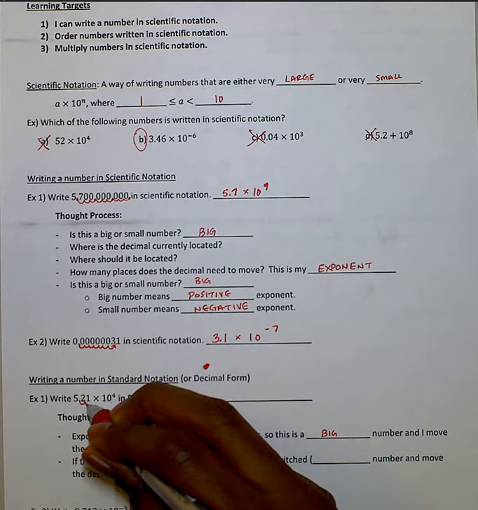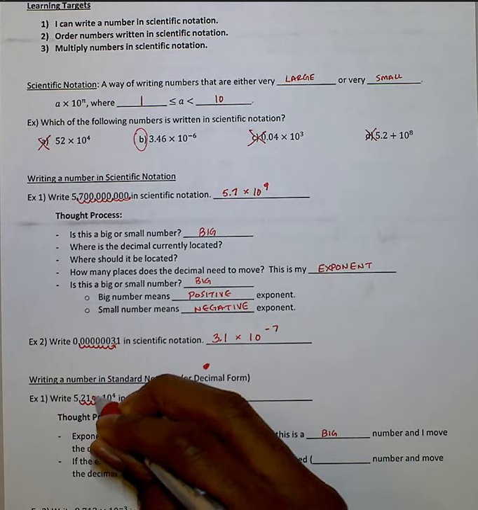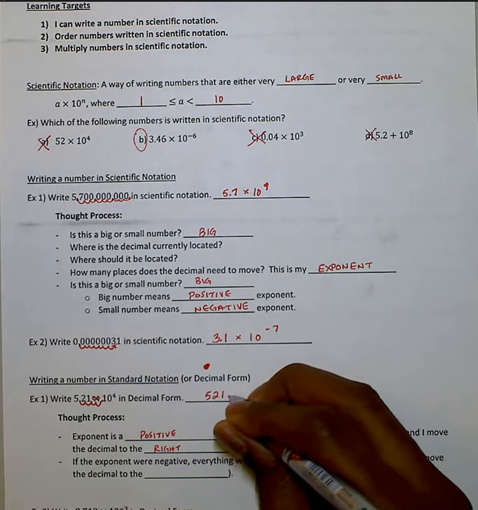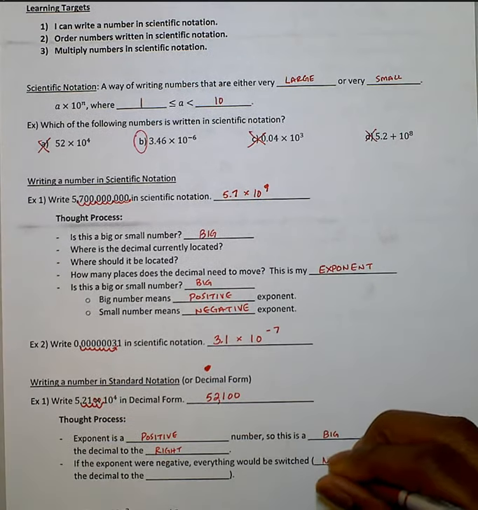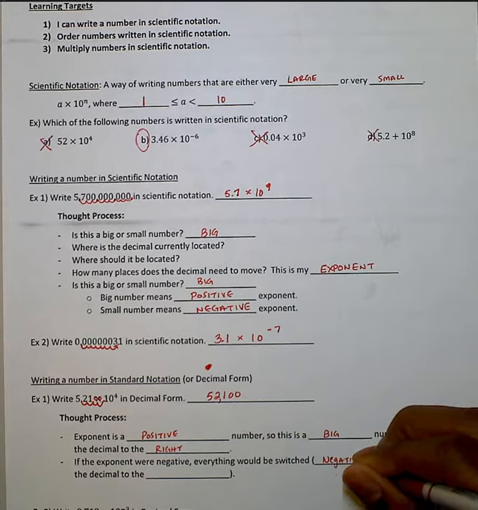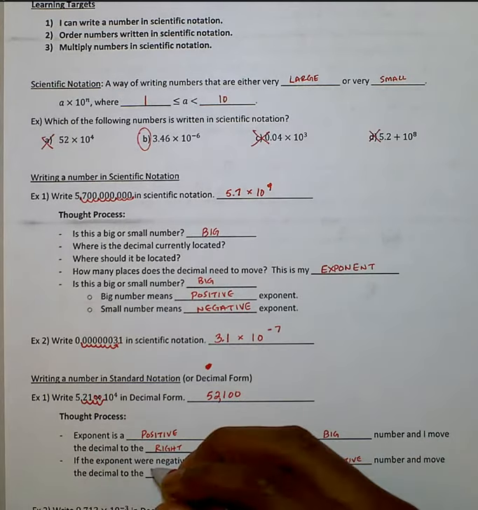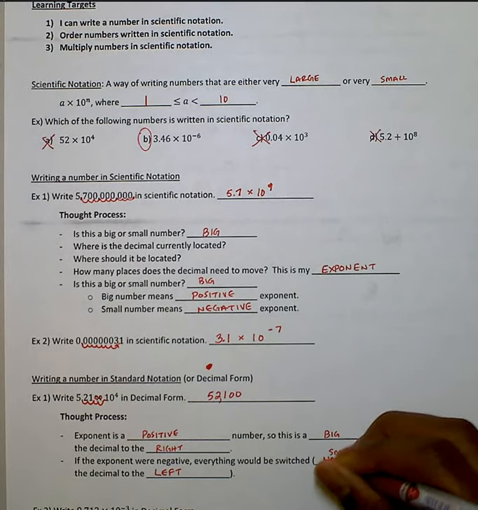1, 2, 3, 4. I like those loops because they show me how much open space I have. So 5, 2, 1, 0, 0. 52,100. If the exponent were negative, everything would be switched. It would be a small number and move the decimal to the left.